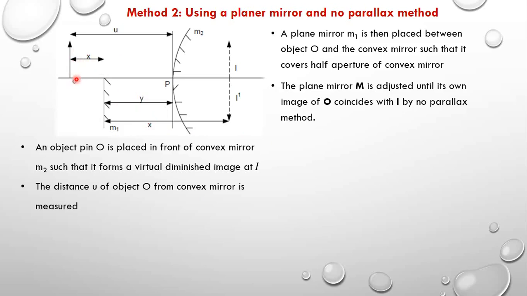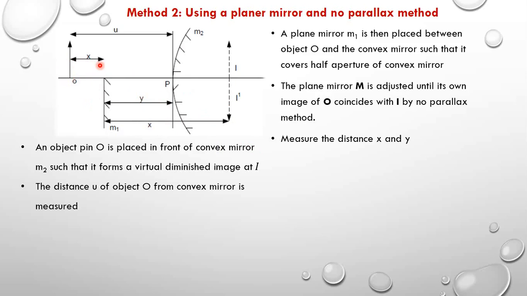That distance x is the distance from the object to the plane mirror, and y is the distance from the plane mirror to the convex mirror. X and y will be measured. And then, after that, we shall use the mirror formula to get the f, the focal length of this mirror. Remember, the u is going to be x plus y, and the v is going to be this distance PI, which is actually the distance x plus or minus this distance y.